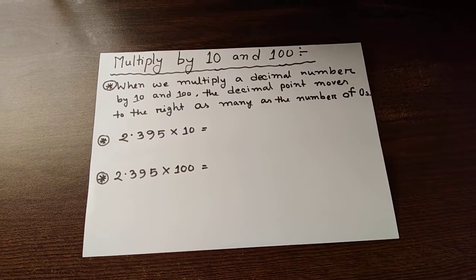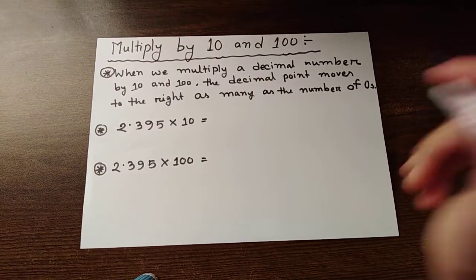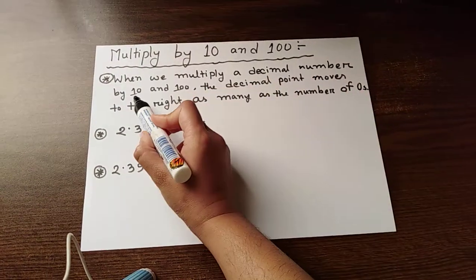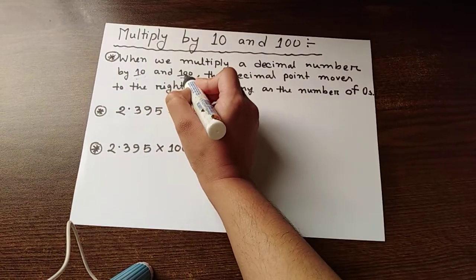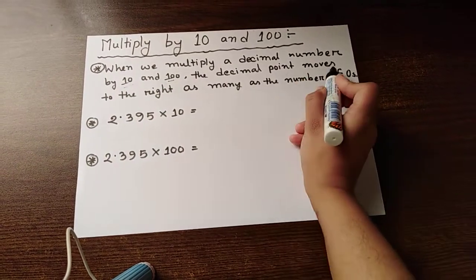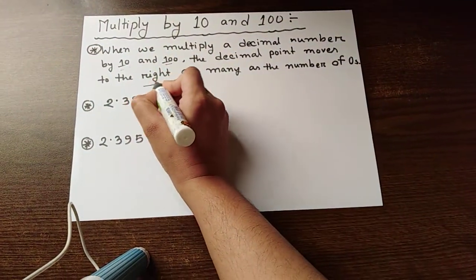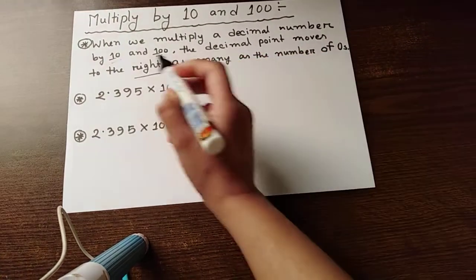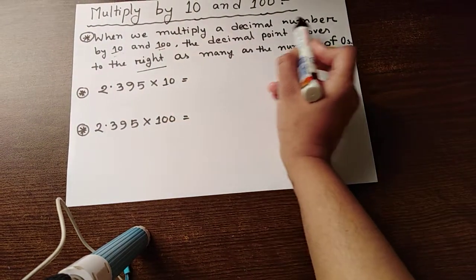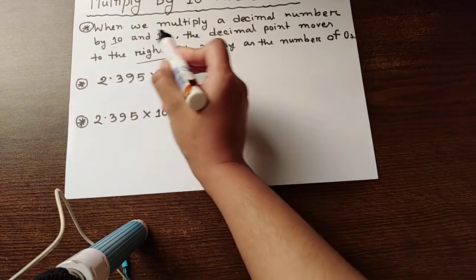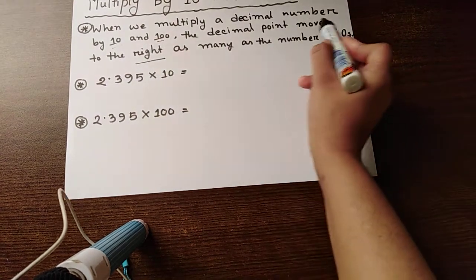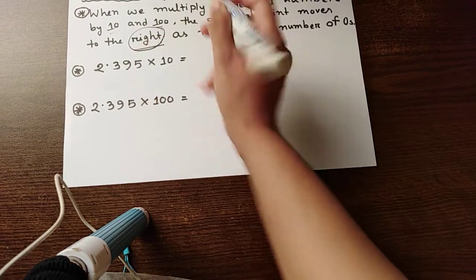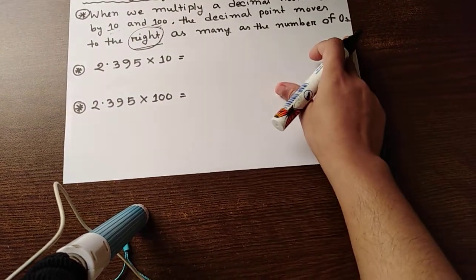And the technique is, when we multiply a decimal number by 10 and 100, the decimal point moves to the right as many as the number of zeros.